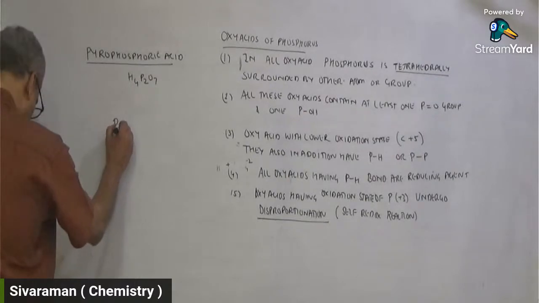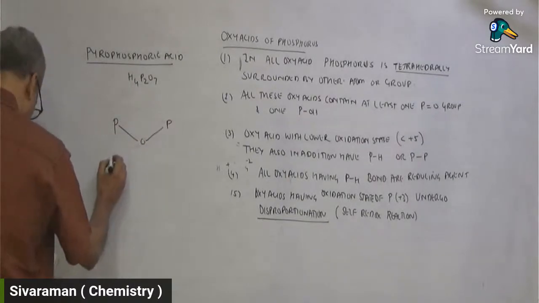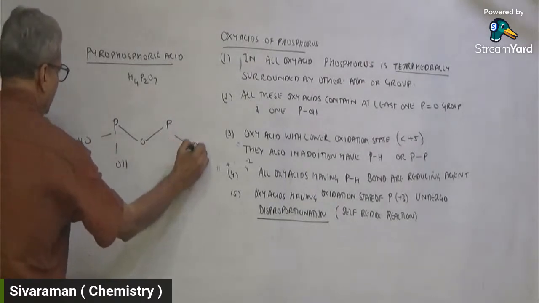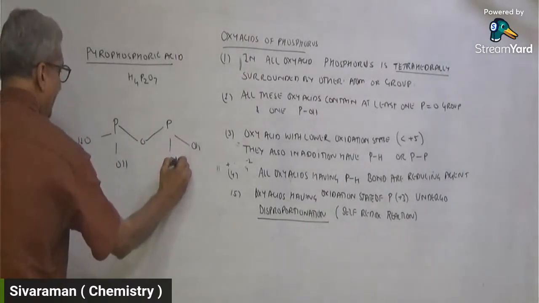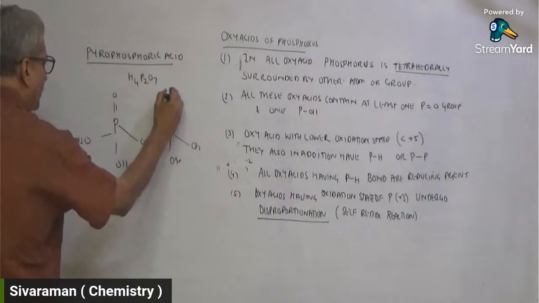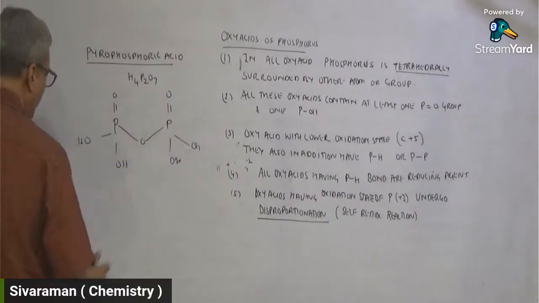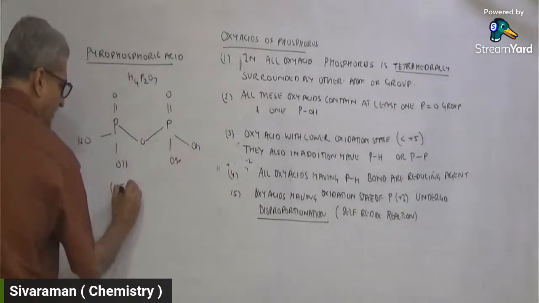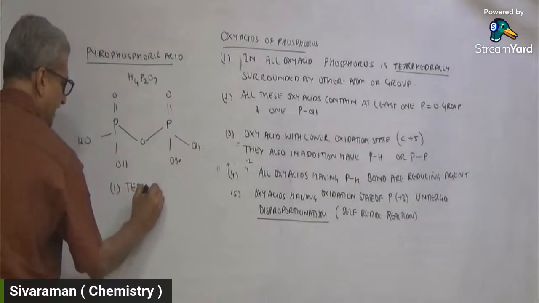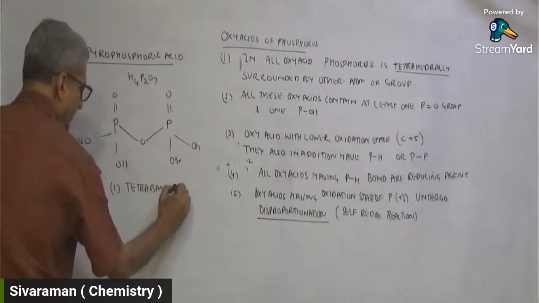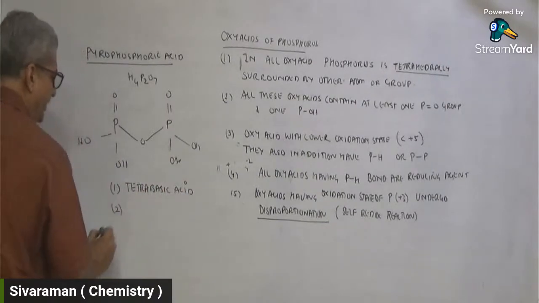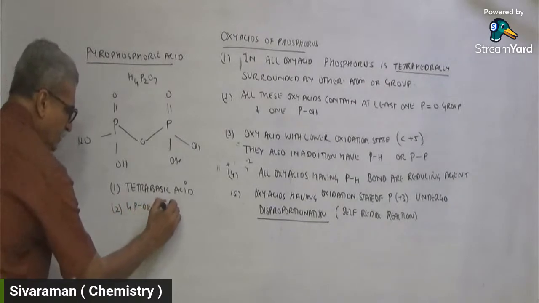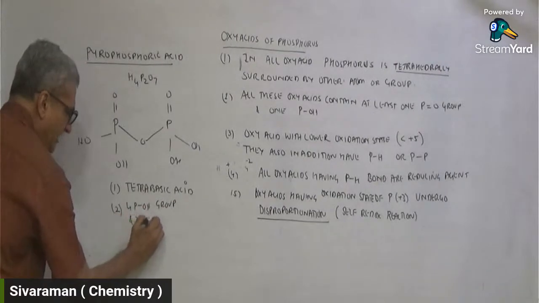Pyro means it automatically has a POP bond. And then it has 1 OH, 2 OH, 3 OH, 4 OH. And necessarily, I told you it has to have a PO bond also. So compulsory it will have a PO bond and an OH bond. So what is it that we have? 1, 2, 3, 4. So the first point is it is a tetrabasic acid. The second point is it has 4 POH groups and 2 P double bond O groups.